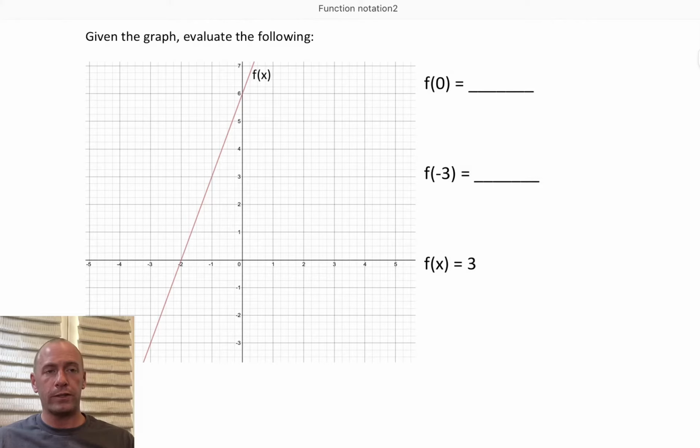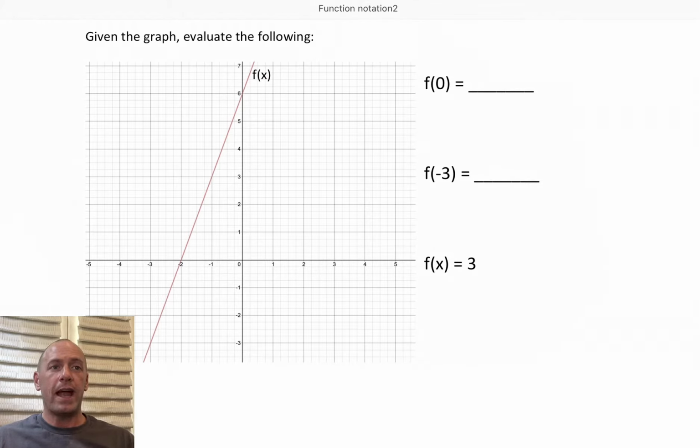Hey, it's Mr. Redstone, and in this video we're going to be working with function notation. Function notation is just another way of classifying an input and output relationship. In this case, we've got a linear function we call f. It takes x as an input.